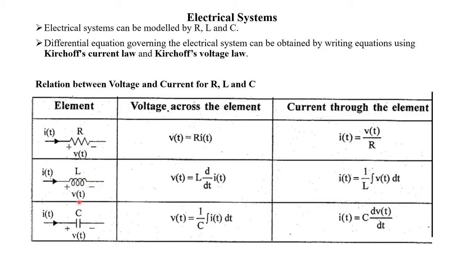If V of t is the voltage drop across the inductor and I of t is the current flowing through the inductor, then we can write the voltage V of t as L into d by dt of I of t, that is L into dI of t divided by dt. Similarly, we can write I of t as 1 by L into integral V of t dt. And for the third element, the capacitor C, the voltage will be 1 by C into integral I of t dt, and the current I of t will be C into dV by dt.